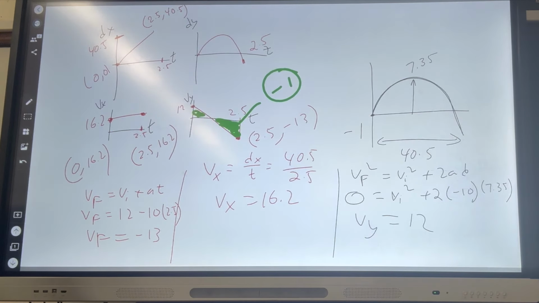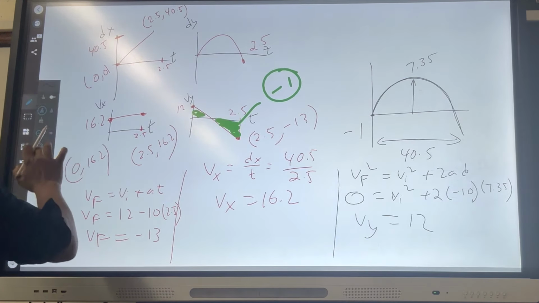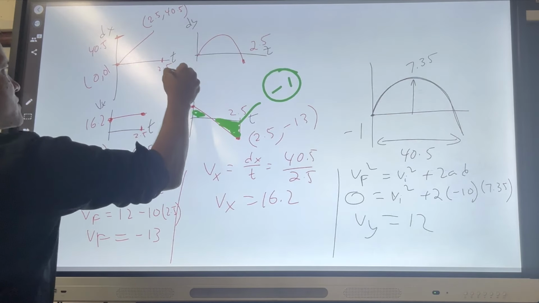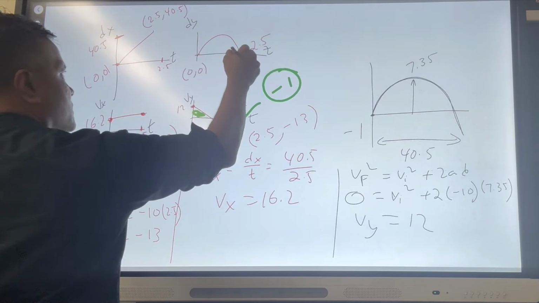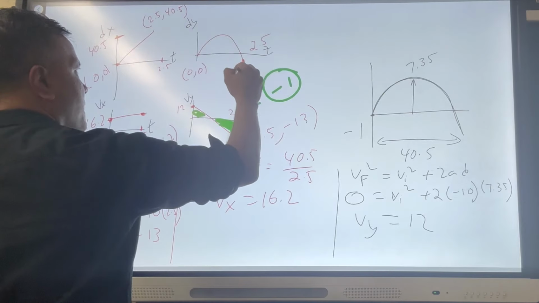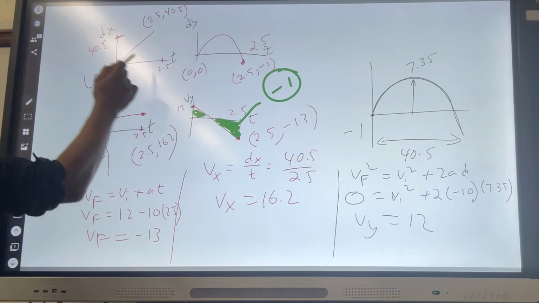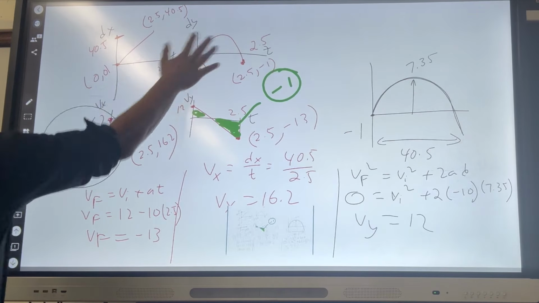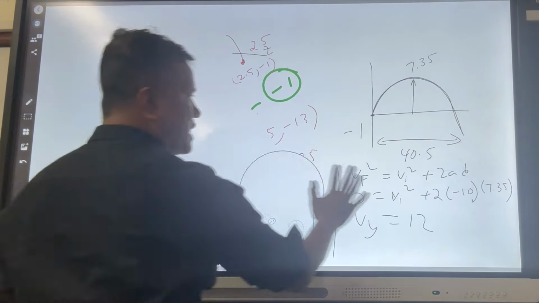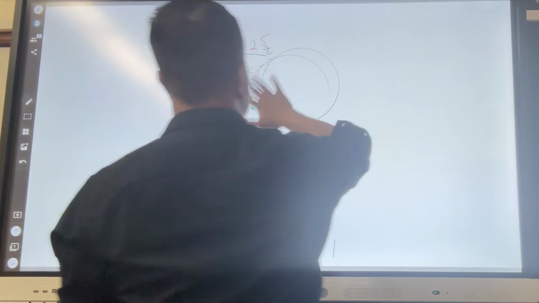All right. Now we have to write the points over here. What is the point over here? 0, 0. What is the point over here? Of course, 2.5 comma negative 1. Okay, that's it. Done.